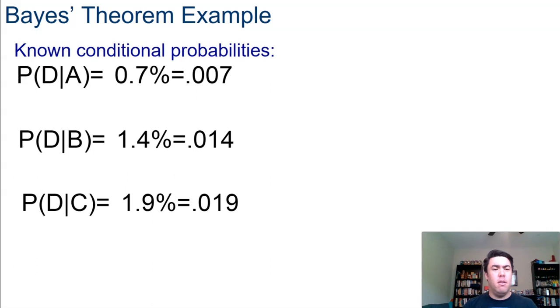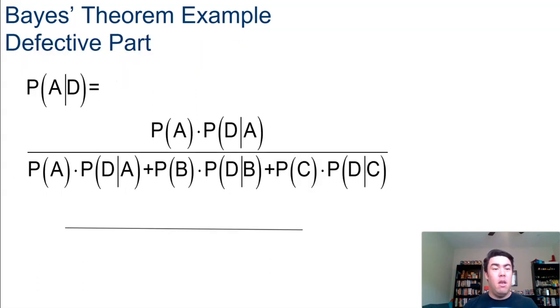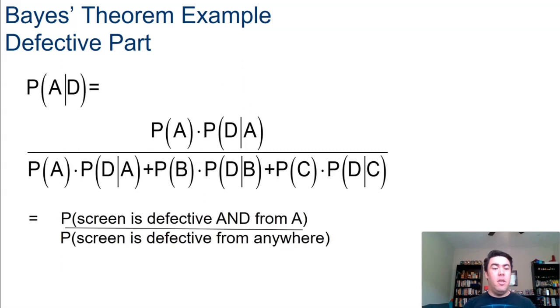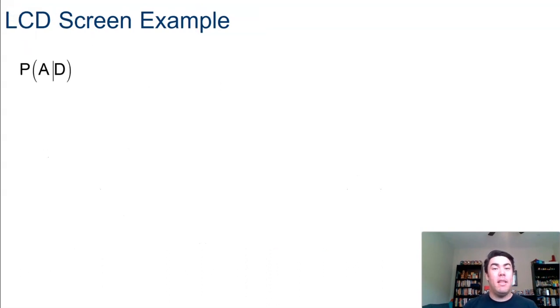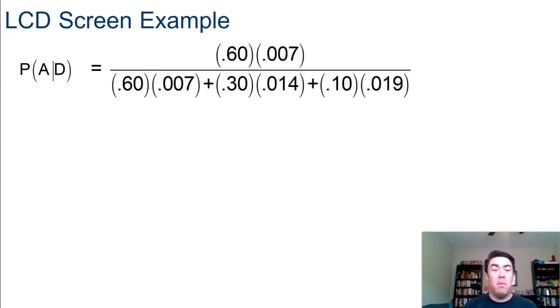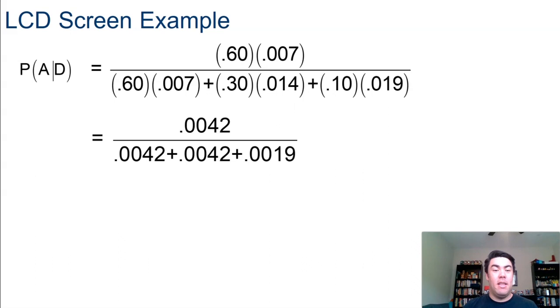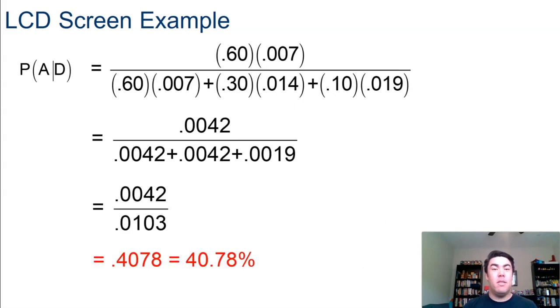I don't know why we would use manufacturer C if we know that A has such low probabilities of defect, but that's our example. Anyways, we could use Bayes' theorem. So the probability that the screen is defective and from A, we have up on the top. The probability that the screen is defective from anywhere is there on the bottom. So the probability that the phone is from manufacturer A, given that it's defective, we can plug in our known probabilities and calculate that the probability of that happening is 40.7%.